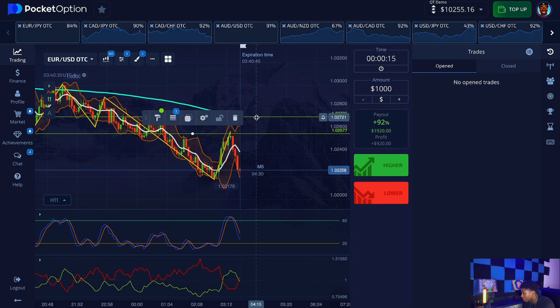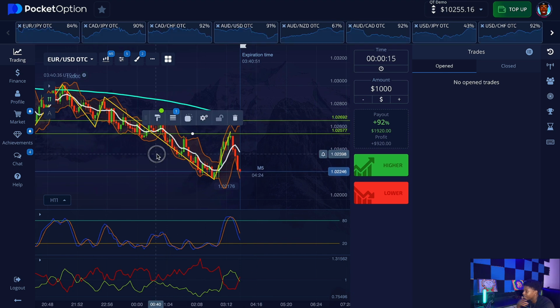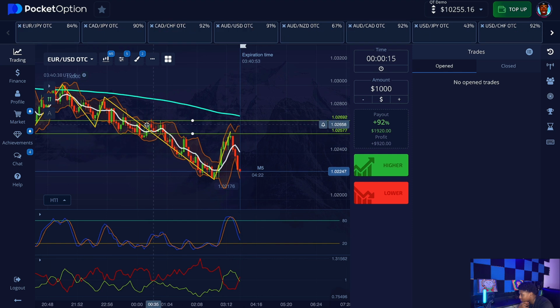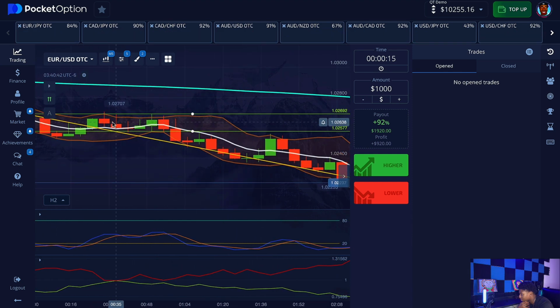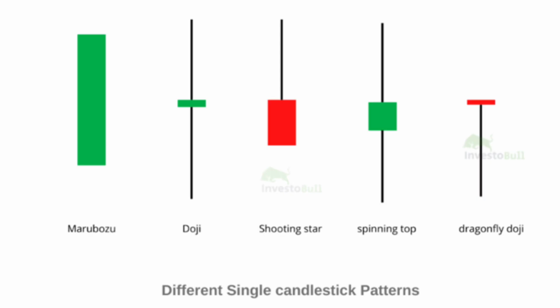I hate how this tool won't let you, you've got to get it from the corner, and then it pops this up so you can't see. But really, this is the next zone right here, because this is where the wicks were touching, and these are wicks. The lines on the body are called wicks.